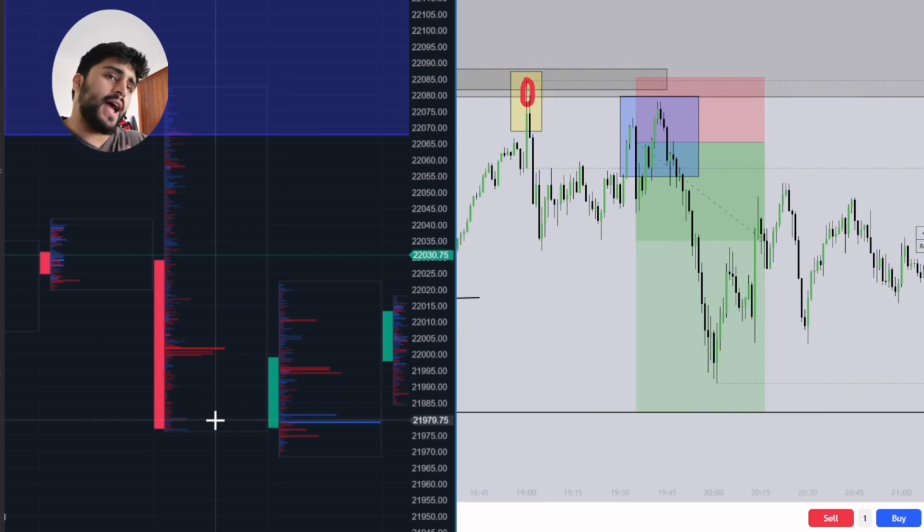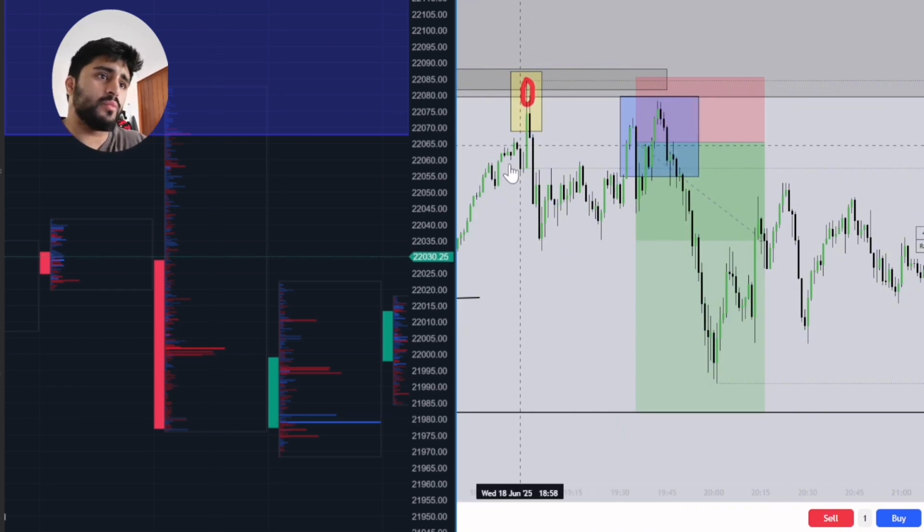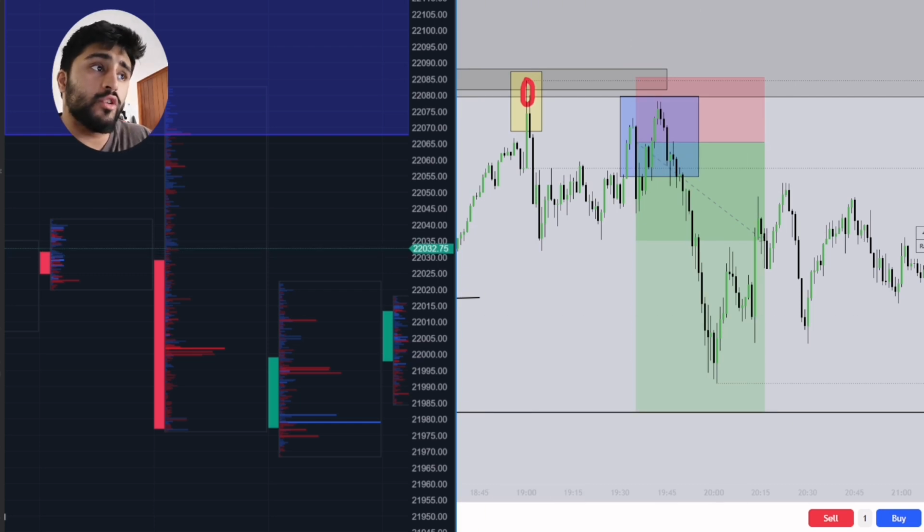So as the market moved higher in this region, we can see the market moving higher, and then higher again. When you see the market moving higher and the volume decreases, that means there's a lack of interest for higher prices, and that is how I use volume to my advantage. That is how you use volume to determine an overall trend exhaustion.